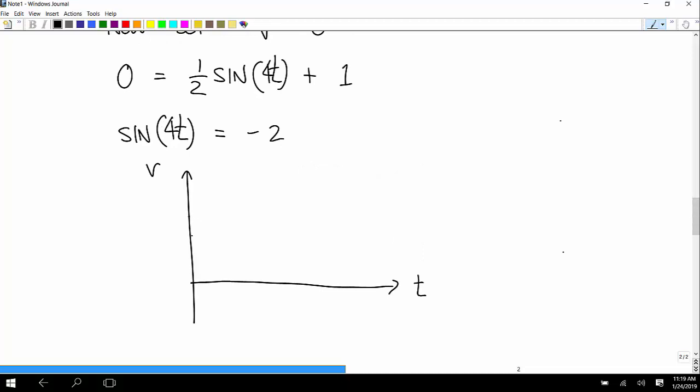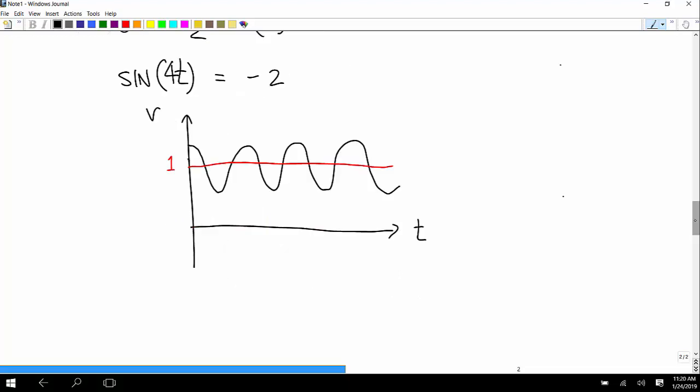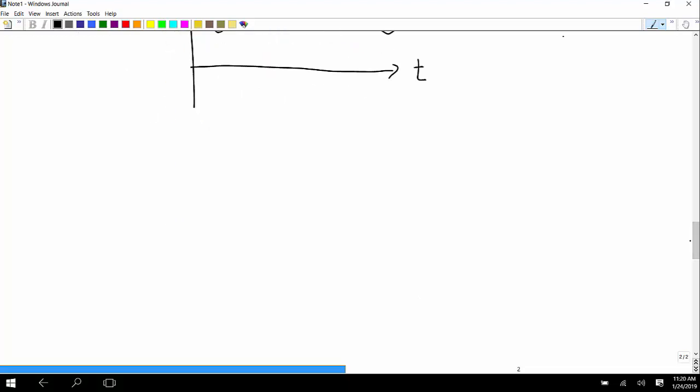Where it's going to be oscillating plus 1. So it's going to be oscillating like this, where this is a velocity equal to 1. And we're looking for where that graph is equal to 0. That doesn't happen. Okay, so I'm going to correct this problem right now, and then we'll go through it. And I'll fix that on the homework too.